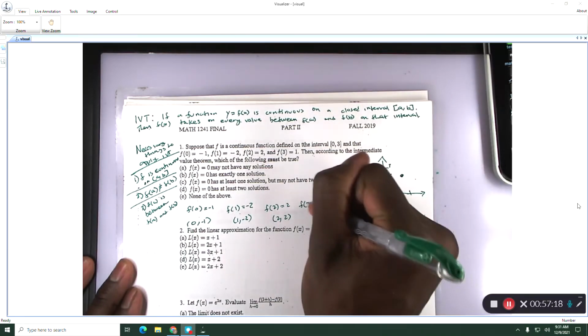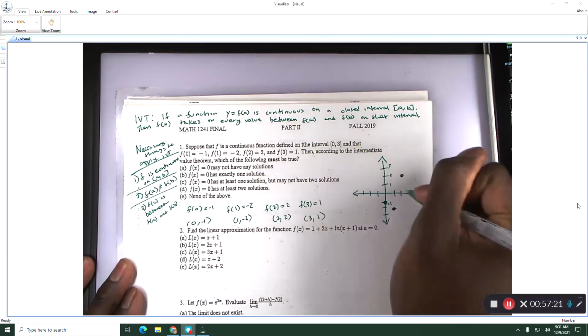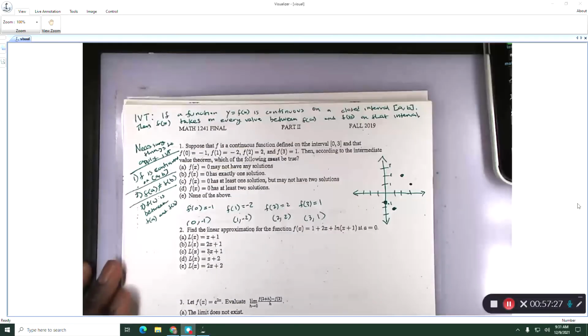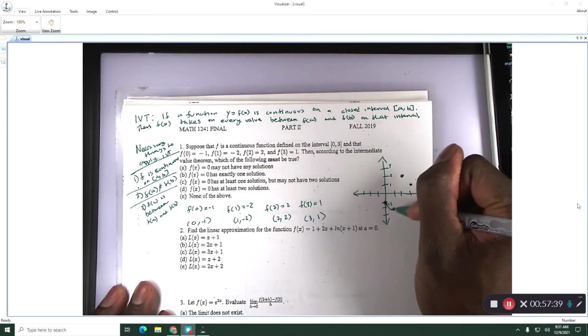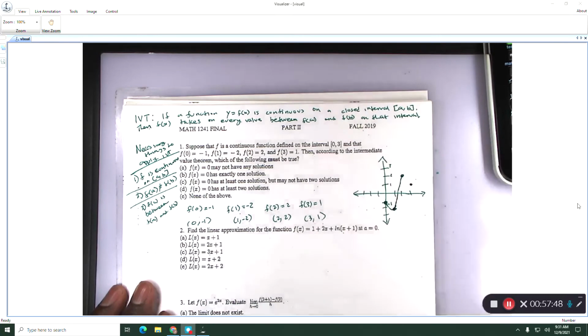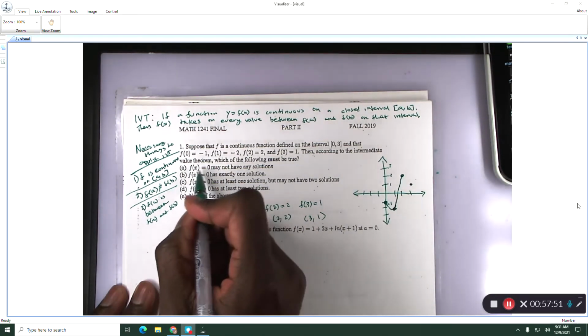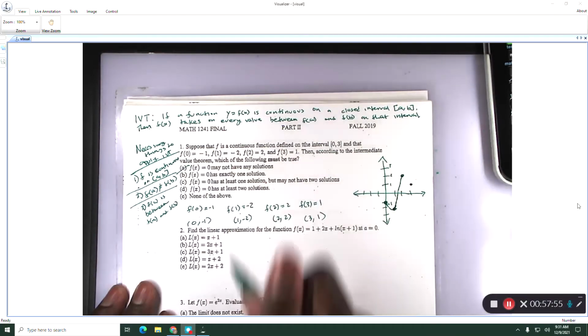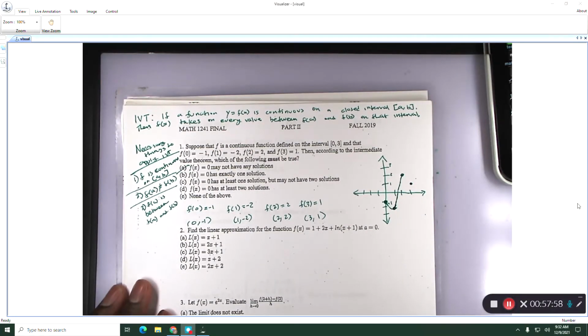And then the last point is (3, 1). Okay. So it says, which of these following statements must be true? A: f of 0 may not have any solutions. Well, if I drew a sketch, right? In order to get from this point here, if the function is continuous, we have to cross through the x-axis. So f of x does have a solution, okay? We're going to rule out A. So none of the above, that's not ruled out yet.